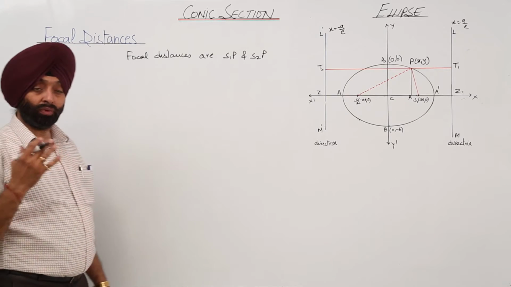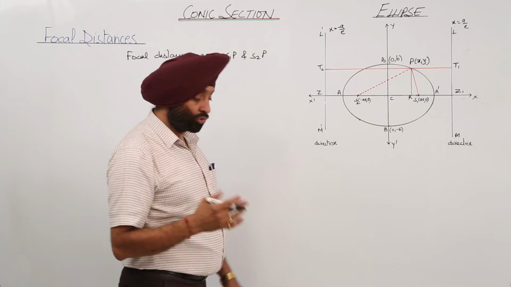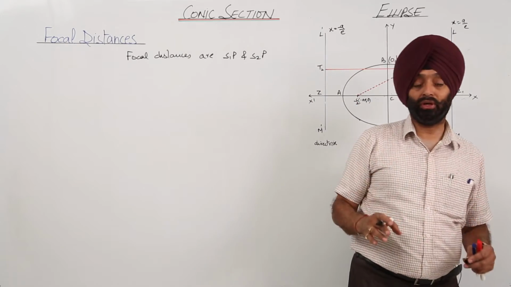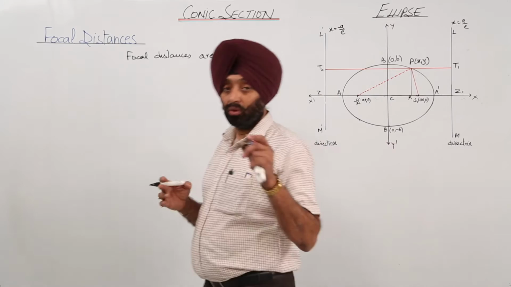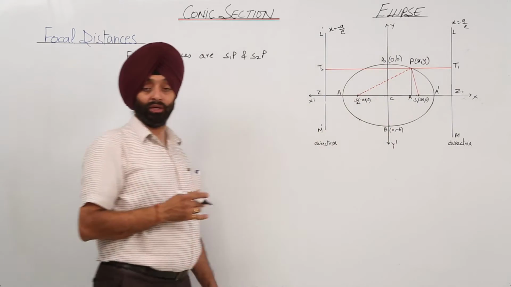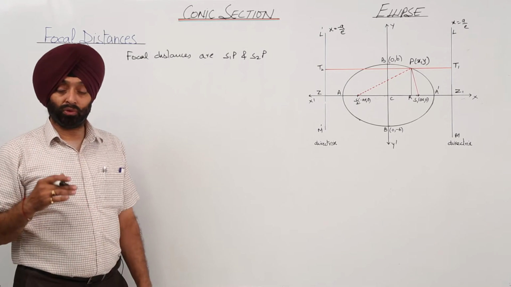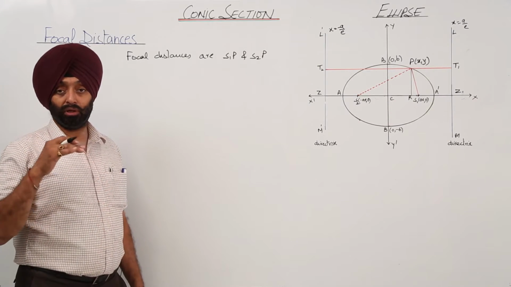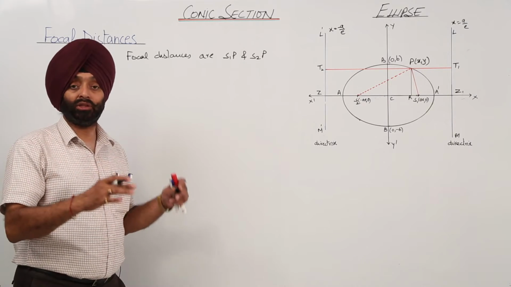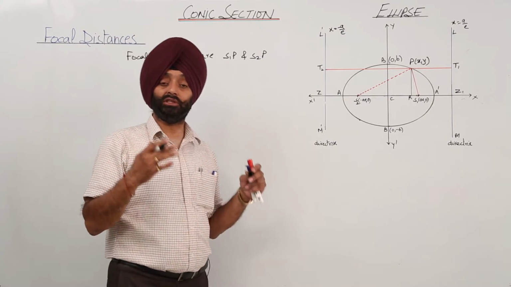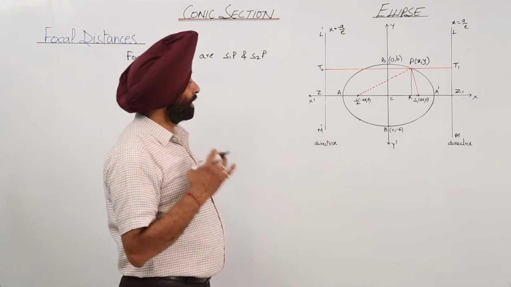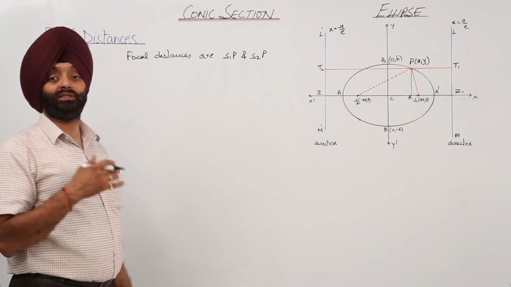So now what I am going to show is that the sum of the focal distances of a point on an ellipse, that is point P I have mentioned here, is equal to the length of the major axis, which is a constant. Okay. So this I am going to show, and I am also going to give you what focal distance is.